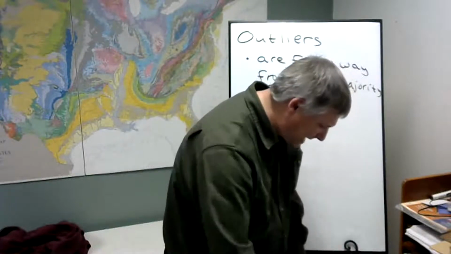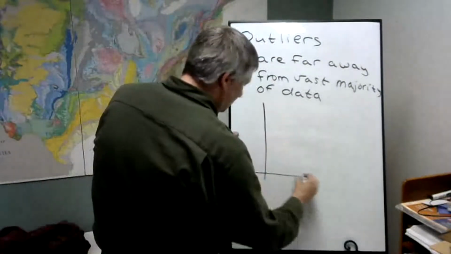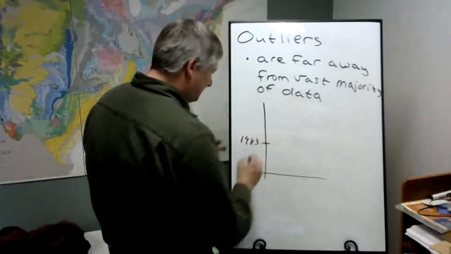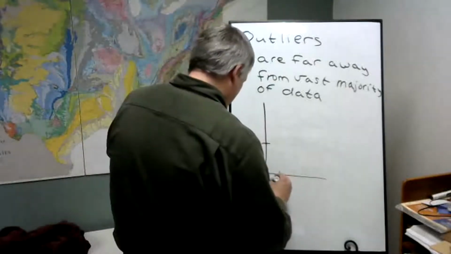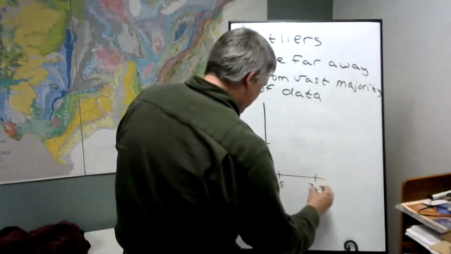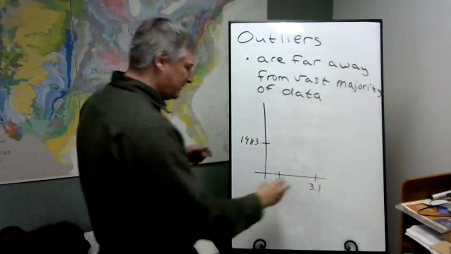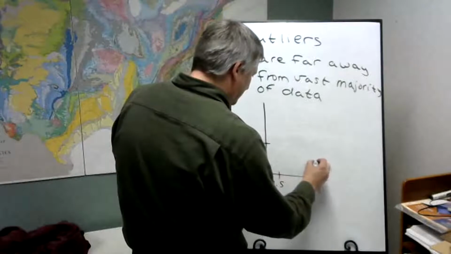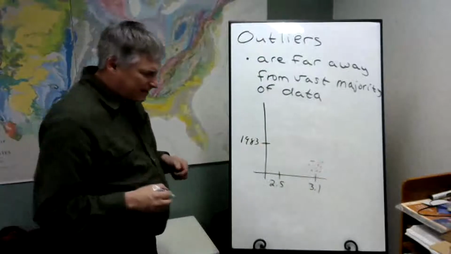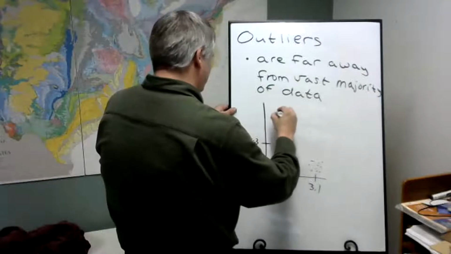If we look back at scatter plots here, it looks roughly like this. So this is the pennies and weights. Let's say this is 1983, and this is a weight of 2.5 grams, and this is about 3.1 grams. So pennies that were before 1983, their scatter plot tended to cluster around here, about 3.1 grams. And then pennies after 1983, they were clustering around 2.5 grams.